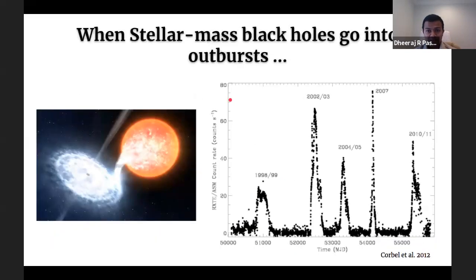So we know that when stellar mass black holes go into an outburst, an example of which is shown on the right side here, multiple outbursts from an example stellar mass black hole, they have some sort of generic quantitative behavior.